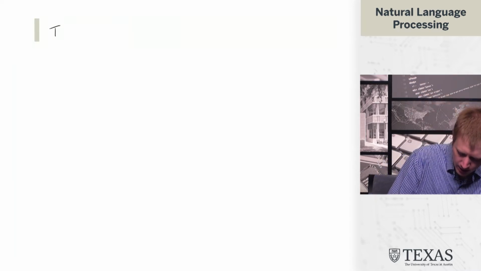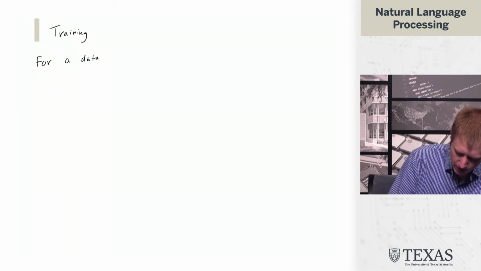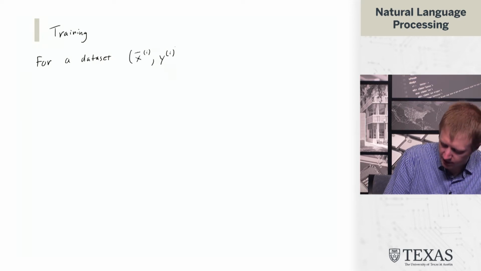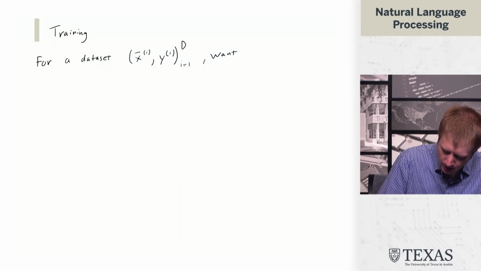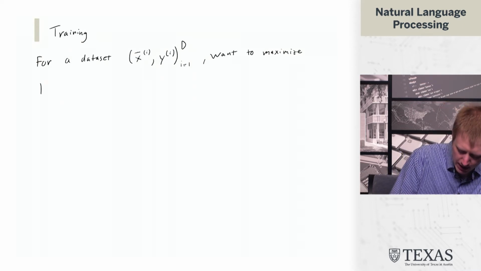So how are we going to train logistic regression? We're going to assume our labeled data set, which consists of points x and labels y. And we're going to have capital D of these. And what we want to do is we want to maximize the following quantity.